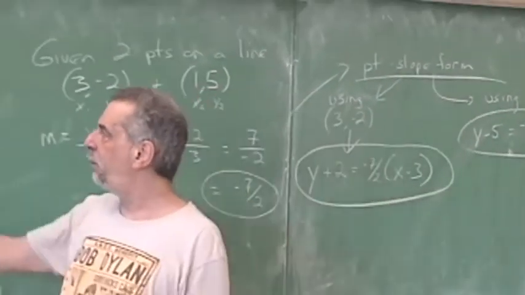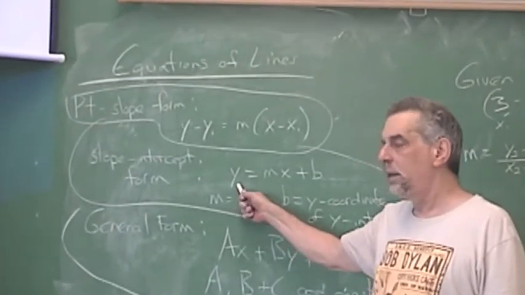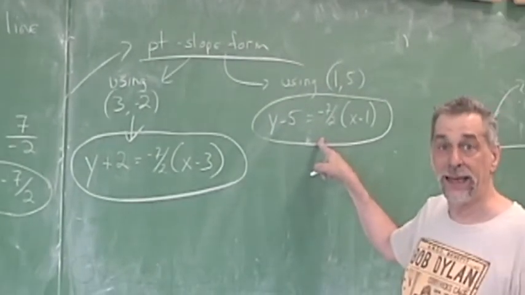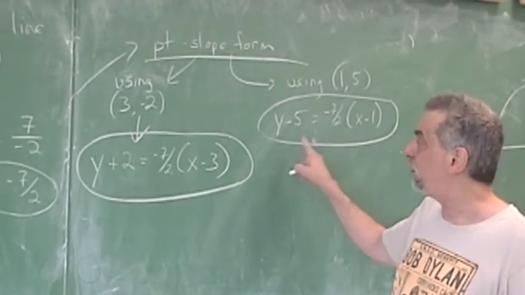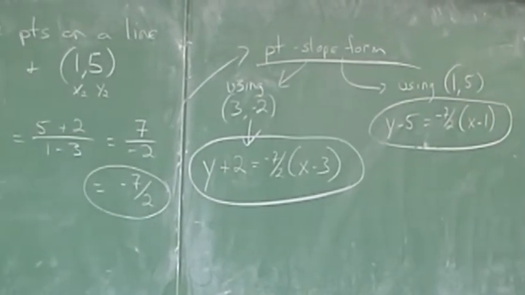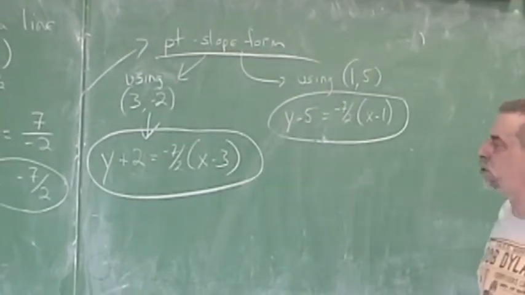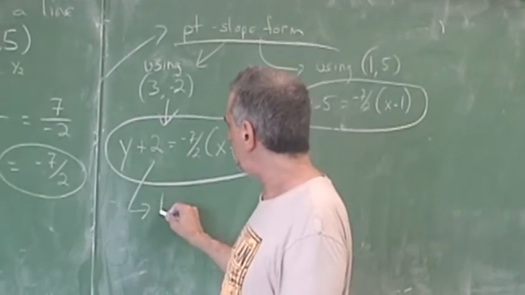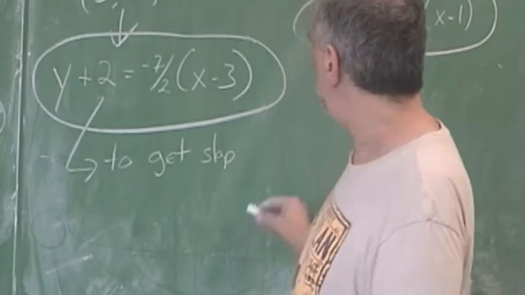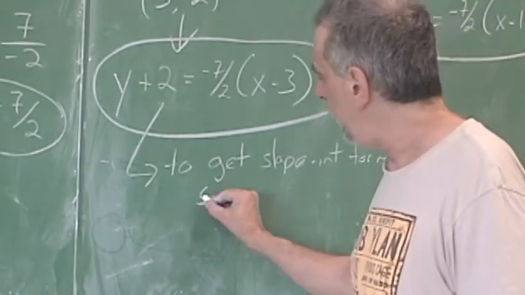Now what you're going to notice, to get from point slope form to slope intercept form, all we do is solve for the y. So we take either one of these and solve for y. What you're going to notice is we're going to get the same thing if we did this step right, even though these two look different because we use different points. If I solve each one of those, if I did it right, I'm going to get the same thing. So let's try that. So to get slope-intercept form, just solve for y.